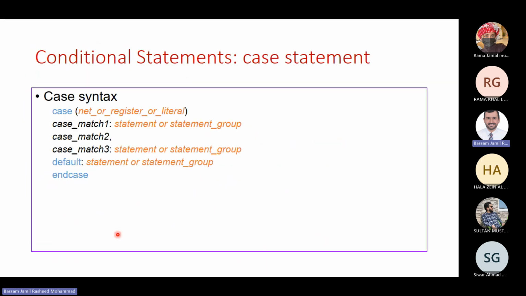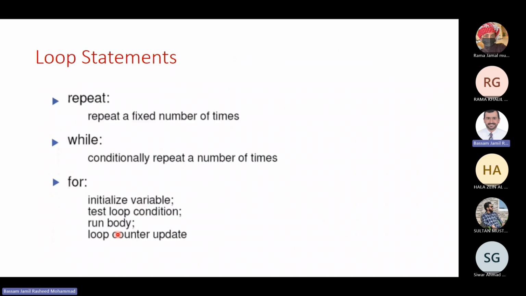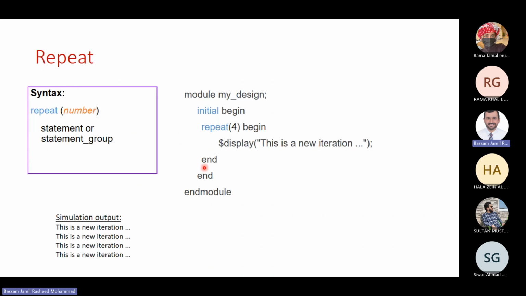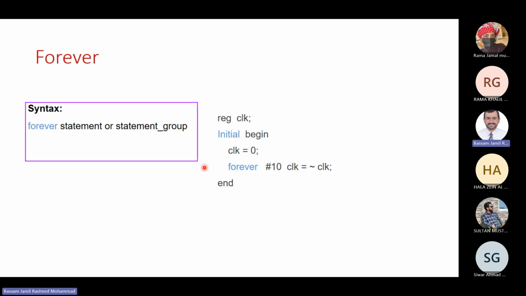Now let's go back. So this is the case statement. We have repeat and while and for. And forever is an infinite loop. Forever do this. This is like an always, except that you can have it inside an initial block.